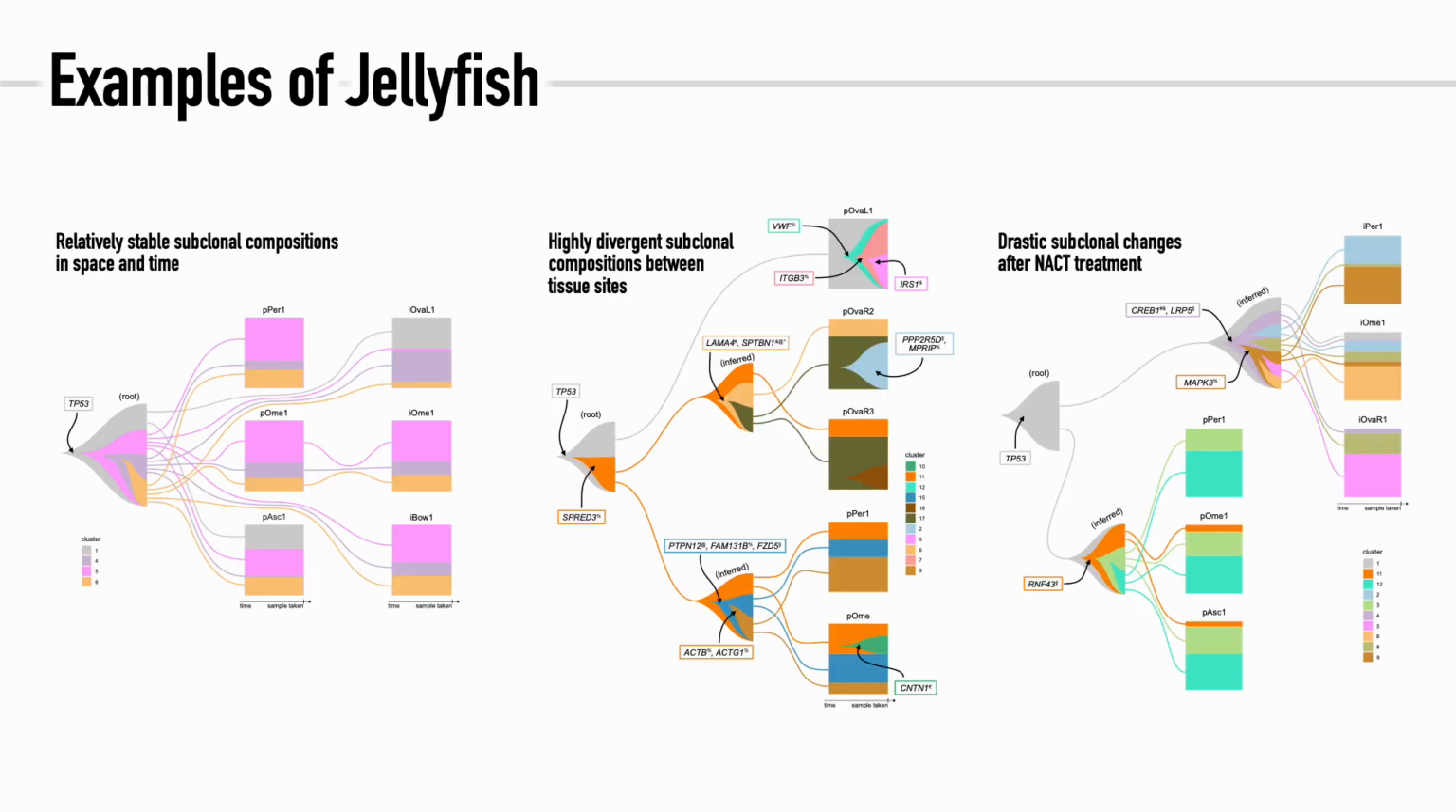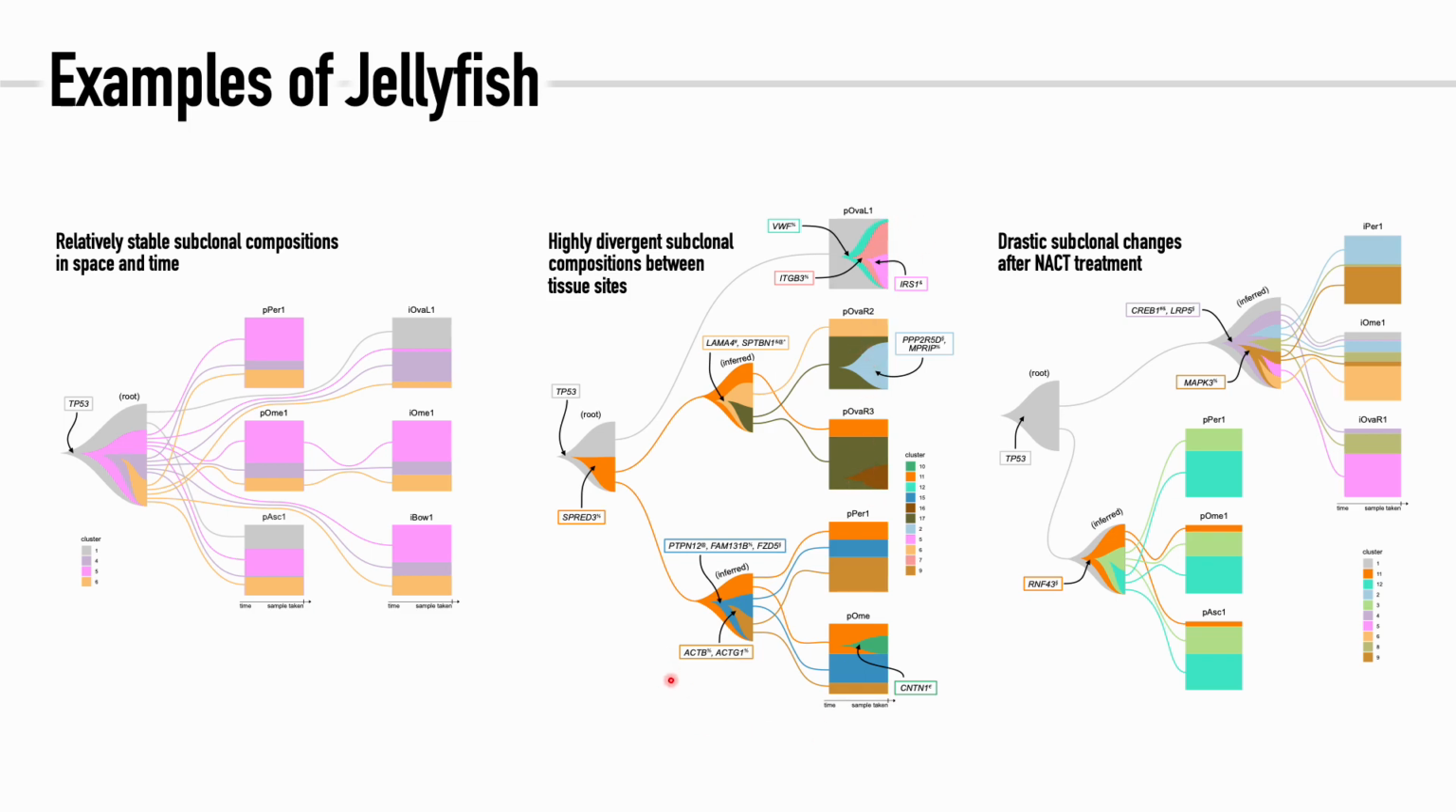Here we have three jellyfish that represent very different evolutionary trajectories. In the first one, there's little change in time and space in the subclonal frequencies of the samples. In the second case, we have samples only from one time point, but there's plenty of divergence. So many of these samples have unique subclones.